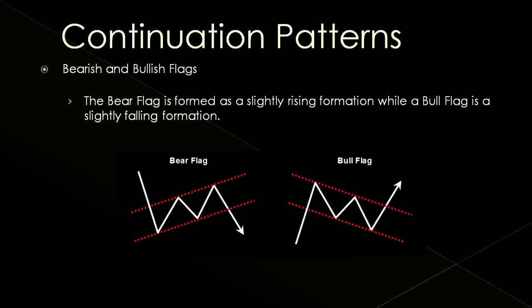The upper red line serves as an area of resistance, while the lower red line serves as an area of support. Again, because this is a continuation pattern, you will usually find that price will break out in the original direction of the trend. In this particular case, with a bullish flag, price was moving in an upward direction, and when price breaks out, you can normally expect it to break out towards the upside.